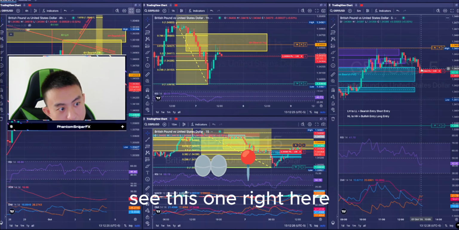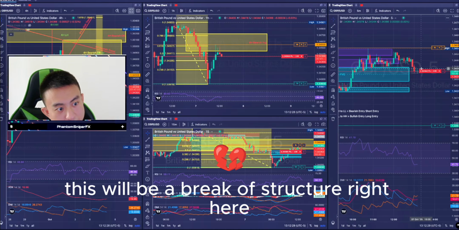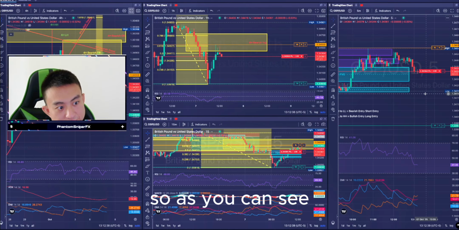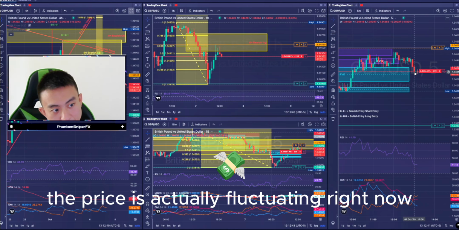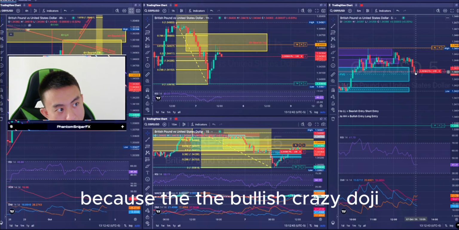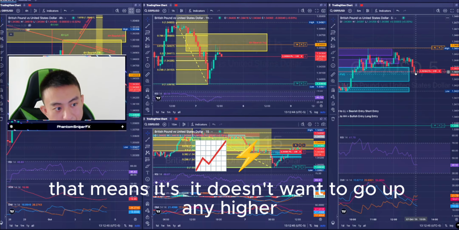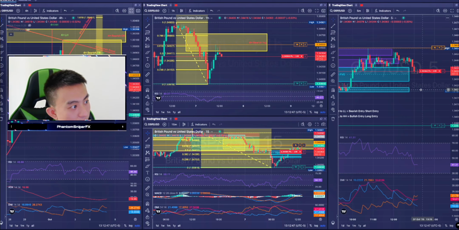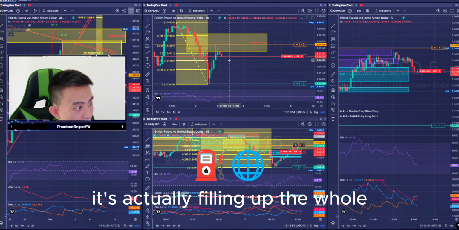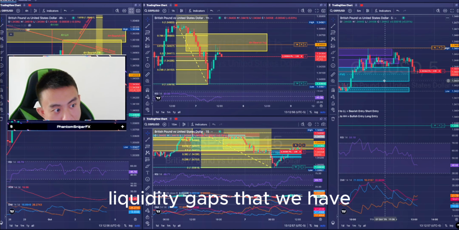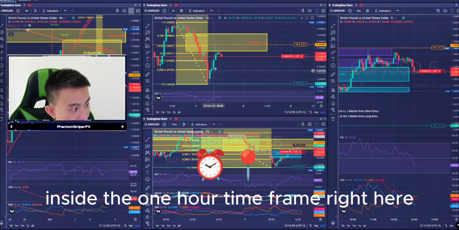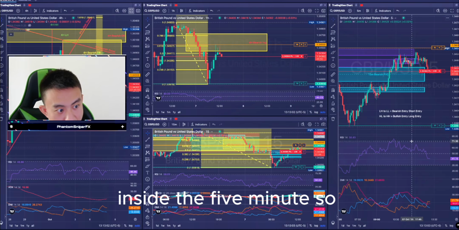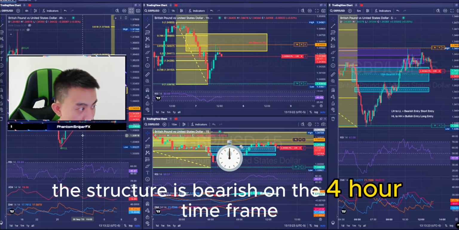See, this one right here will be a break of structure. As you can see, the price is fluctuating right now because the bullish candle creates a doji. That means it doesn't want to go up any higher. It's filling up the liquidity gaps that we have inside the 1 hour time frame right here, inside the 5-minute. So the structure is bearish on the 4 hour time frame.